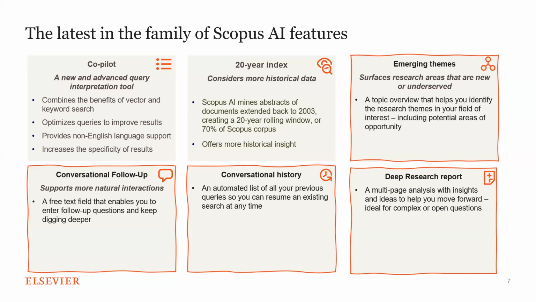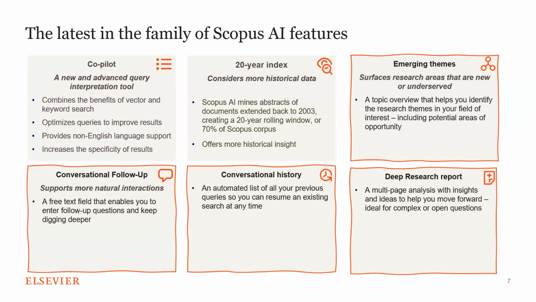The conversational history is a toggle that you can switch on and off, so it can keep a record of your queries. So you can go back to your previous query, and also resume your search at a later time. So it will keep track of it if you switch that toggle on.